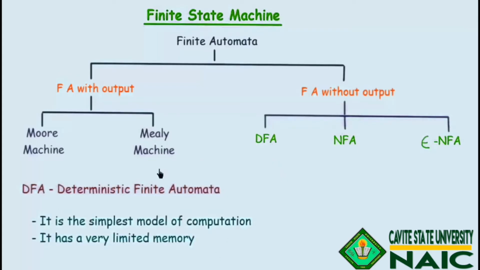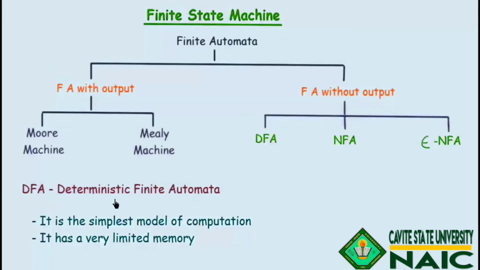Okay, so DFA stands for deterministic finite automata. Before we start with DFA, let us remember the two important properties of finite state machine that we should always remember. And that is, finite state machine is the simplest model of computation, and also finite state machine has a very limited memory. So these are the two important points that we should always keep in mind before we study anything related to finite state machine. Okay, now we can start with deterministic finite automata or DFA.